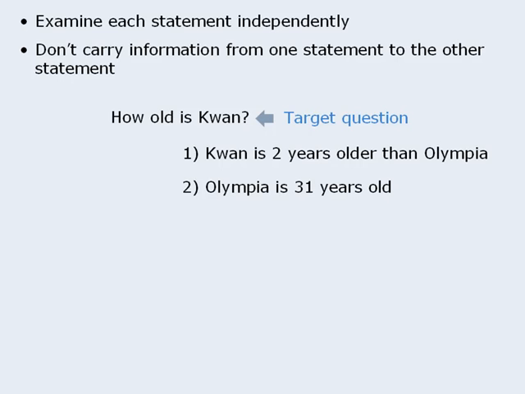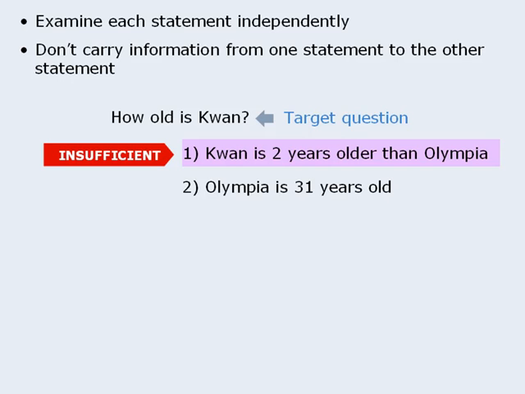I'll use the following example to show what can happen when we carry information from one statement to the other statement. In this question, we want to find Kwan's age. So first we examine statement 1, which tells us that Kwan is 2 years older than Olympia. So we think to ourselves, this information is not sufficient. For the statement to be sufficient, we would need to know Olympia's age. Now on to statement 2.